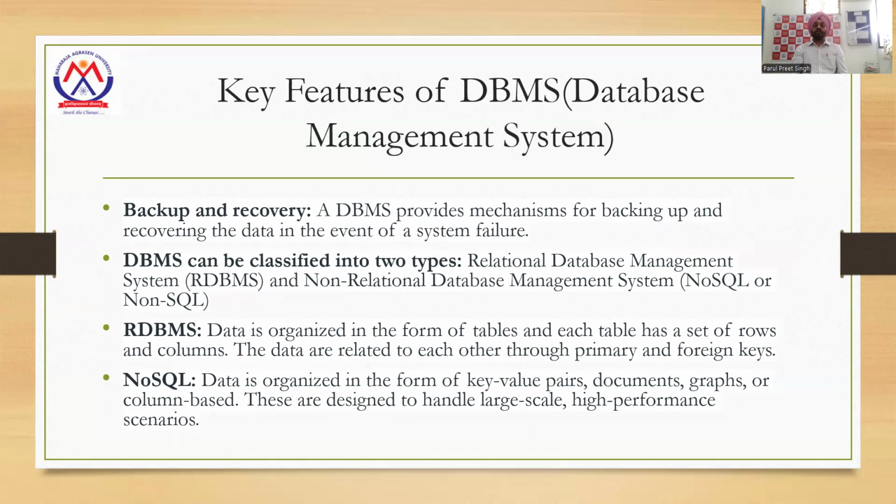DBMS can be classified into two types, relational DBMS and non-relational DBMS. In an RDBMS, data is organized in the form of tables, and each table has a set of rows and columns. The data are related to each other through primary and foreign keys. NoSQL data is organized in the form of key-value pairs, documents, graph, or column based. They are designed to handle large-scale, high-performance scenarios.